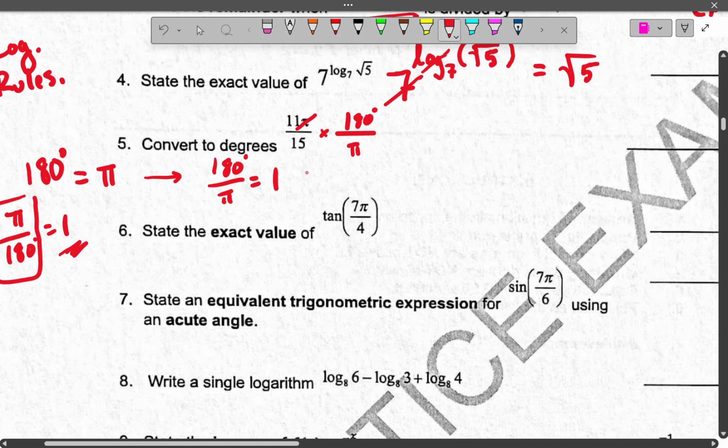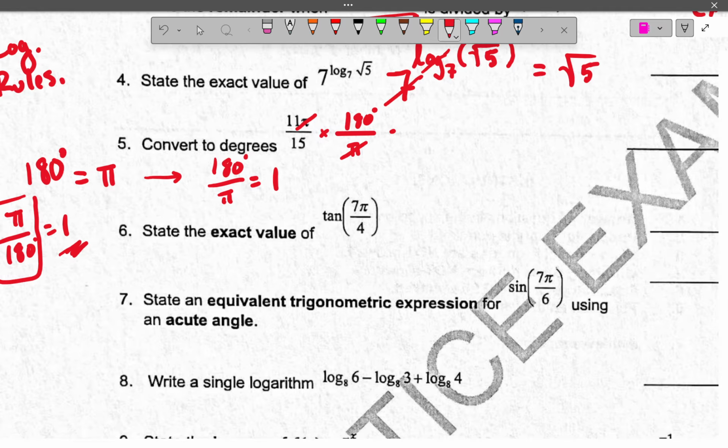But in this specific example, the pi, as was mentioned, is going to cancel out with the pi on the top. And then you'll do 180 times 11 divided by 15. So if I do that in my calculator, I'll get this in degrees. Divided by 15, I get 132 degrees. So that's our answer there.